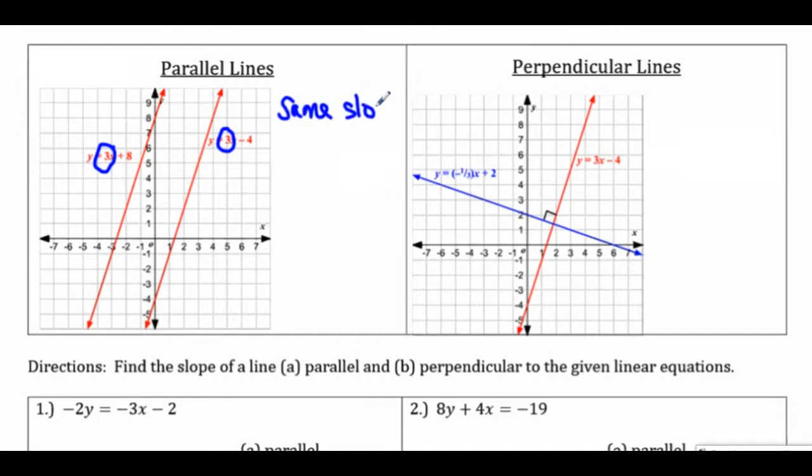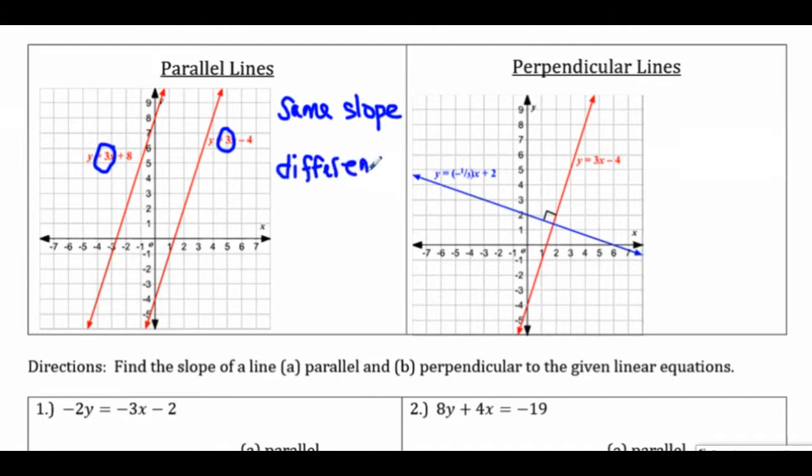And if you look at the y-intercept, one of the y-intercepts is 8 and the other one is -4. They have different y-intercepts. If the y-intercepts were exactly the same, like if this one here was 3x, the equation was y equals 3x plus 8, they would be the same line. They would be right on top of each other. That wouldn't be parallel. So they have to have a different y-intercept.